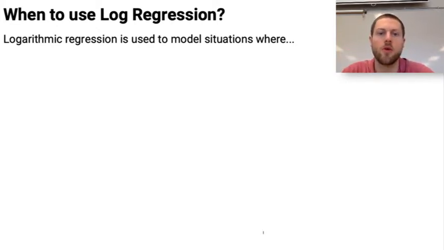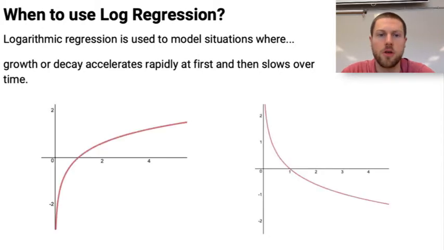So logarithmic regressions are used to model situations where growth or decay accelerates rapidly at first and then slows over time. So the idea here is that we have an accelerated growth, something that happens really quickly. In this case, we're going up fast and then slowing down. And over here, we are going down quickly and then kind of tapering off, going down not quite as quickly. So that's what models logarithmic regression. And again, just keep in mind that the acceleration is in the beginning and then it slows down over time.